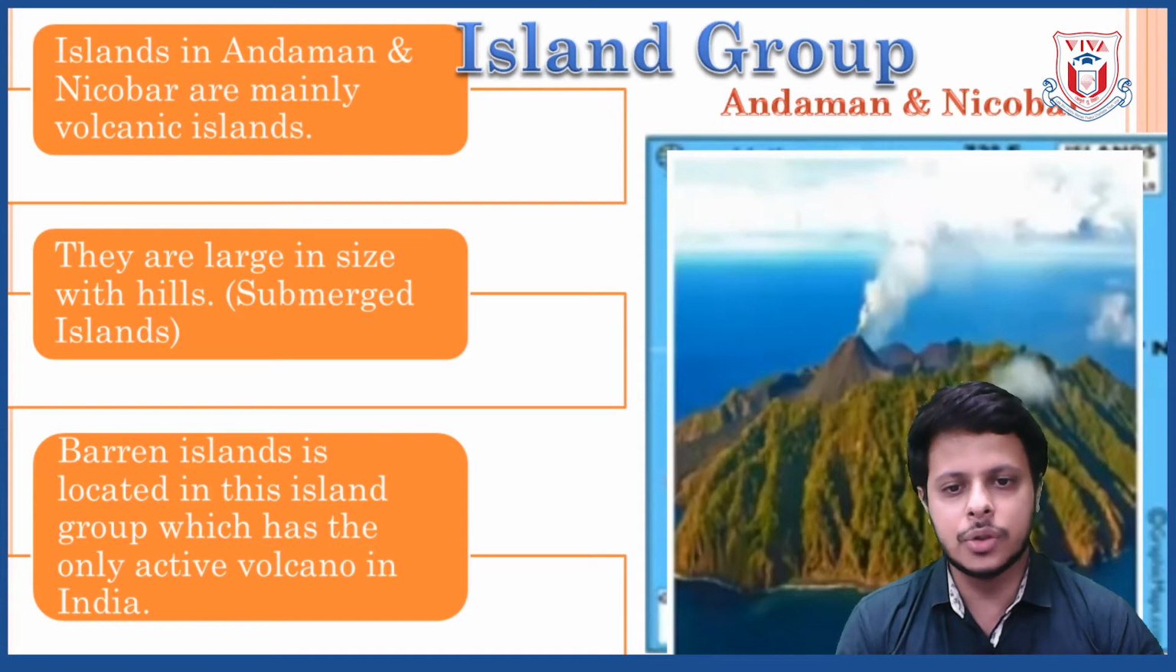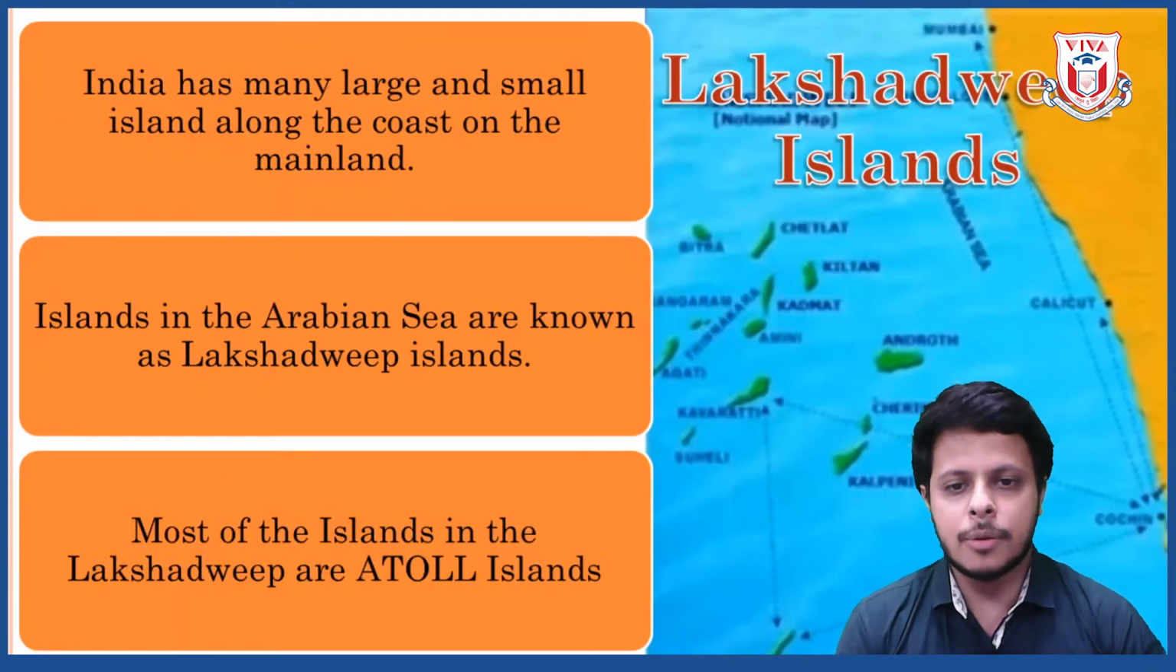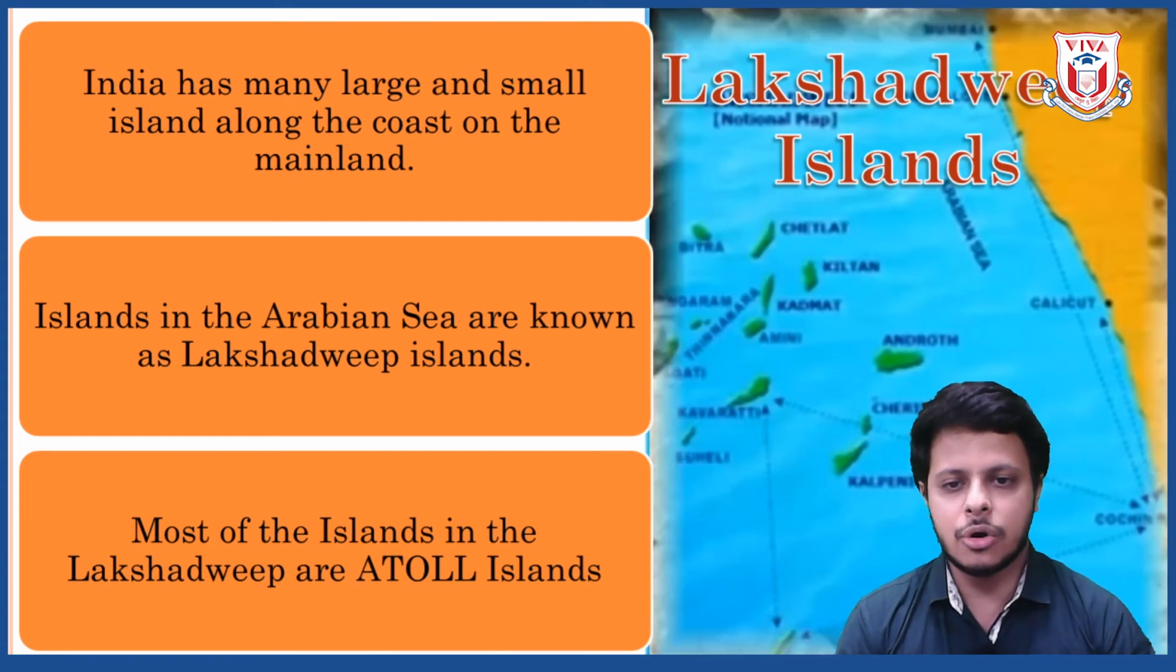Let's understand about the Andaman and Nicobar islands. Islands in Andaman and Nicobar are mainly volcanic islands. They are large in size with hills which are also called submerged hills. Barren Island is located in this island group, which has the only active volcano in India. If we talk about the Lakshadweep islands, India has large and small islands along the coast on the mainland. Islands in the Arabian Sea are known as Lakshadweep islands. Most of the islands in the Lakshadweep are atoll islands.